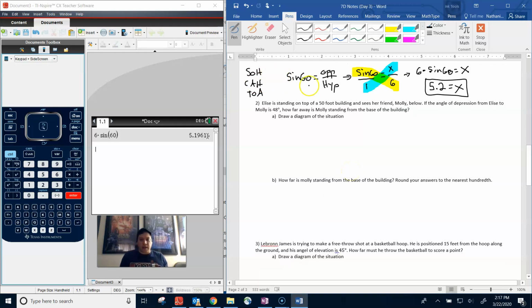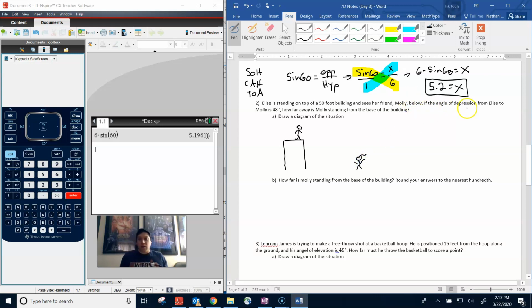All right, Elise is standing on top of a 50-foot building. So let's draw Elise standing on a building. She is not going to jump. Don't jump, Elise. Here she is. All right, she sees her friend Molly below. Let's draw Molly. Here's Molly. Molly has a ponytail. She's like, don't jump.